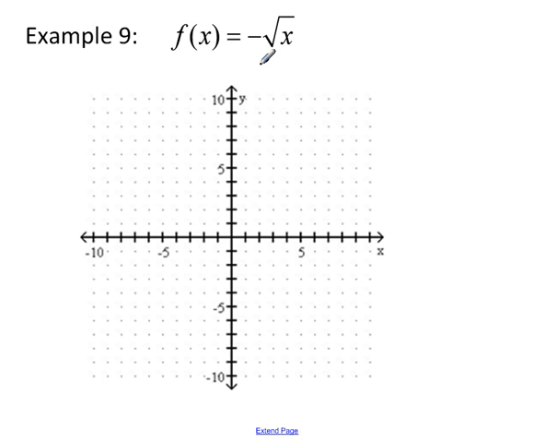Uh-oh, the negative on the outside. That means it's going to go downward. There's no other number, so it still starts here, but it's going to go just like that. Down instead of up.